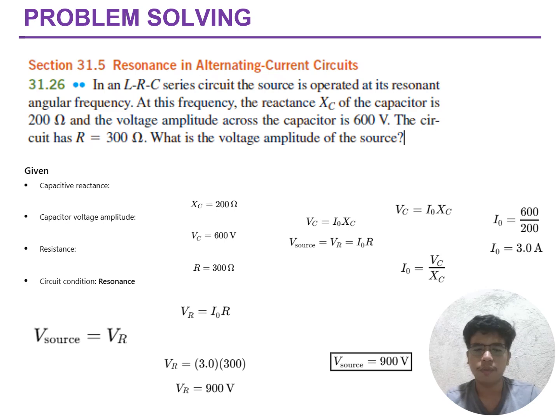Let's remember that even though the circuit is at resonance, the voltage across the capacitor can be very large compared to the source voltage. This happens because energy oscillates back and forth between the capacitor and inductor, while the source only needs to supply enough voltage to overcome resistance. The phenomenon is known as voltage magnification at resonance.